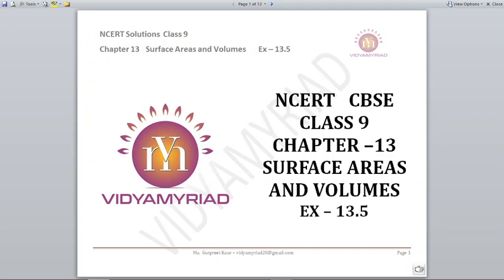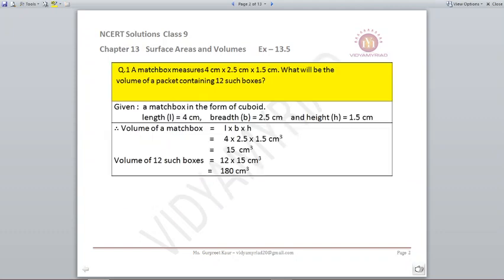This video is made on class 9, chapter number 13, Surface Area and Volumes, and today we are going to do exercise 13.5 of NCERT. Now this exercise is revolving around the volume of a cube or cuboid. So here you should remember that if we talk about a cuboid, the volume of a cuboid is L into B into H.